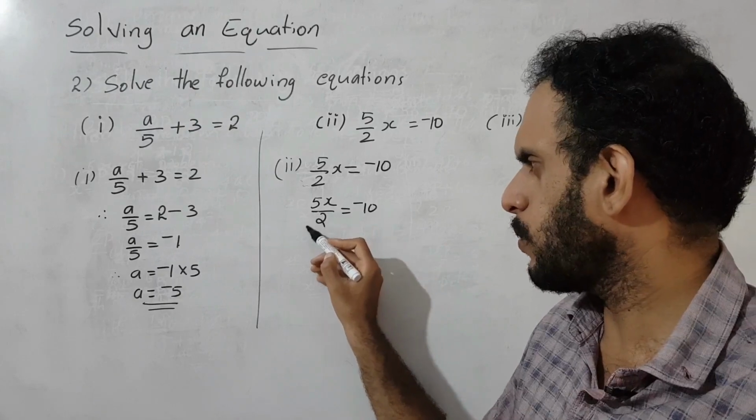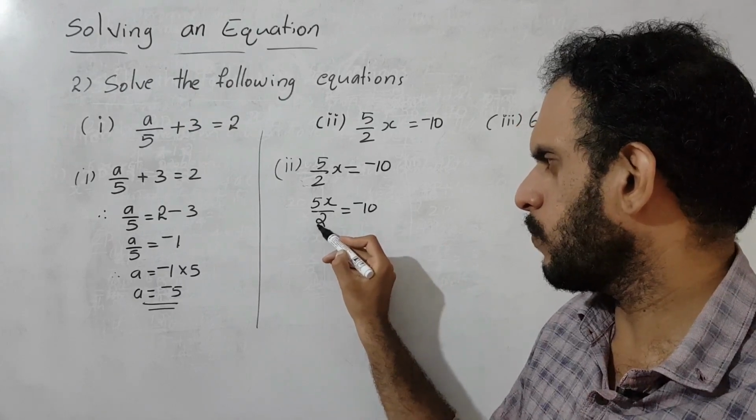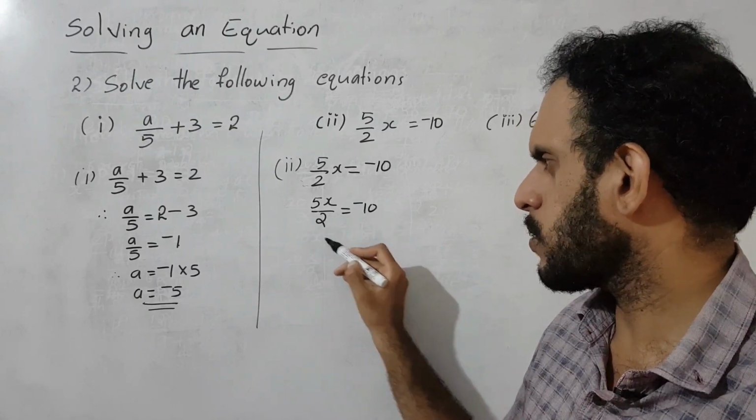Yes, we have. What is that? 2. So first we remove 2. We take 2 from LHS to RHS.